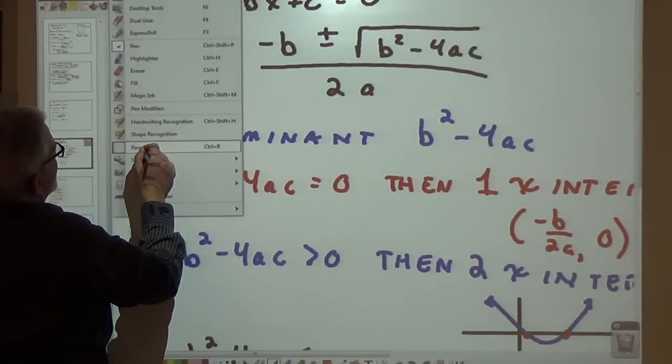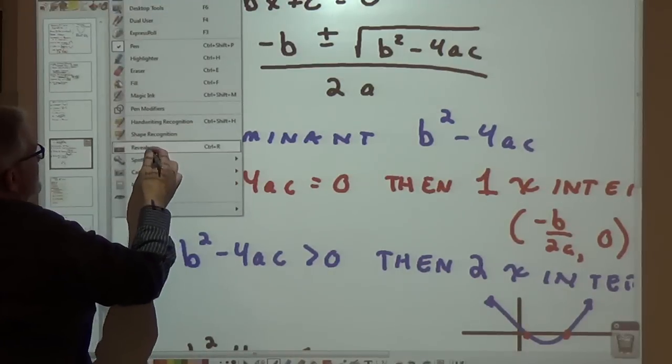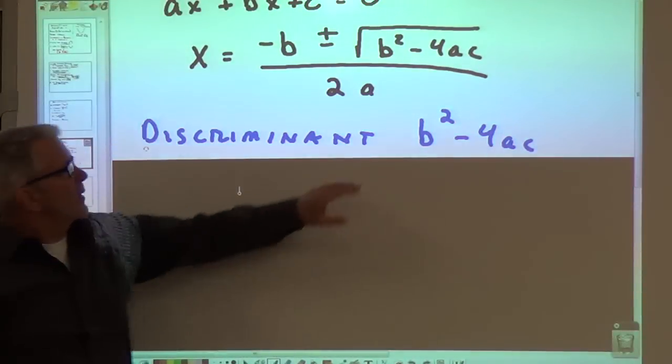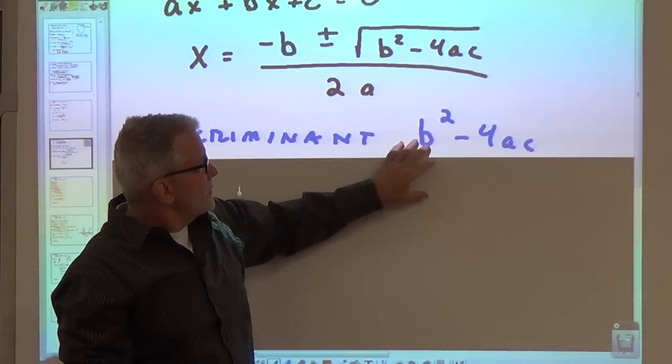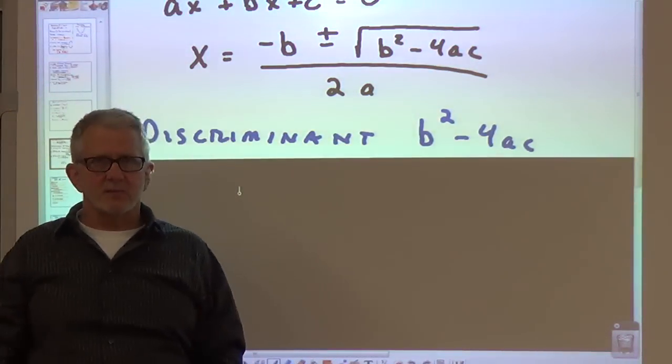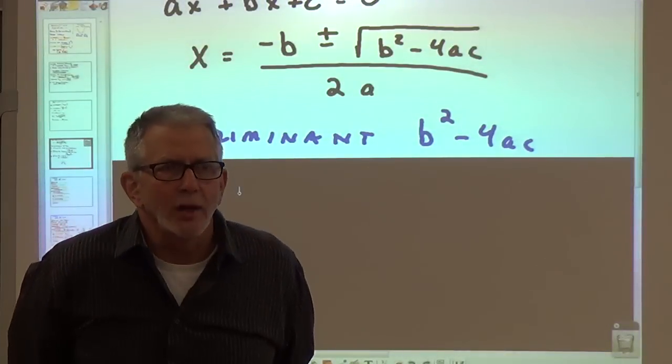There's my quadratic formula, and that's the discriminant. Pardon me, b squared minus 4ac, that's the discriminant. And I'm going to look at that discriminant.